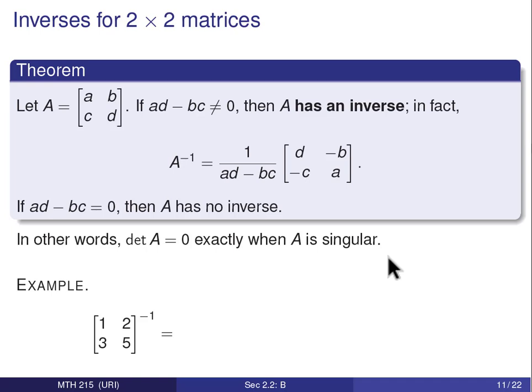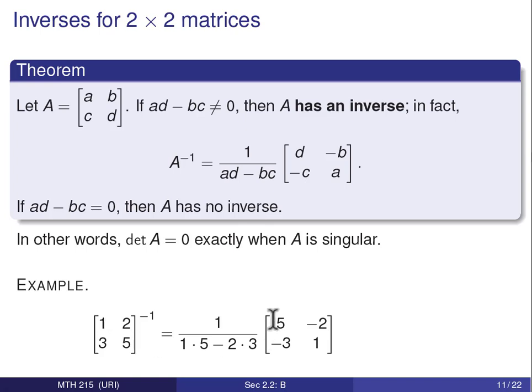Let's try this formula out. So if we were to start with the matrix 1, 2, 3, 5, we've already seen an inverse for this, but let's just see what the formula gives us. First, we'll check the determinant. Is ad minus bc equal to 0? 1 times 5 minus 2 times 3 gives us -1, the determinant is not 0, that means this formula should work. In fact, what we should do is take 1 over 1 times 5 minus 2 times 3 and multiply it by this matrix. Again, notice the pattern.